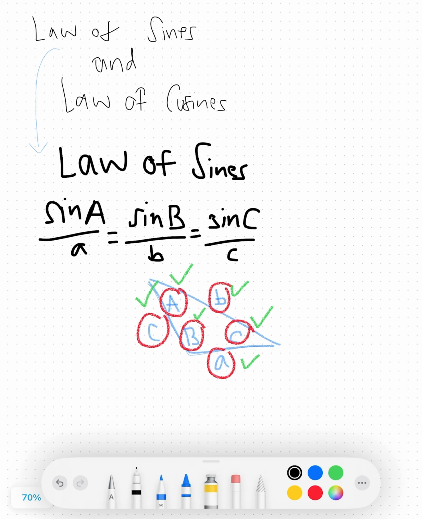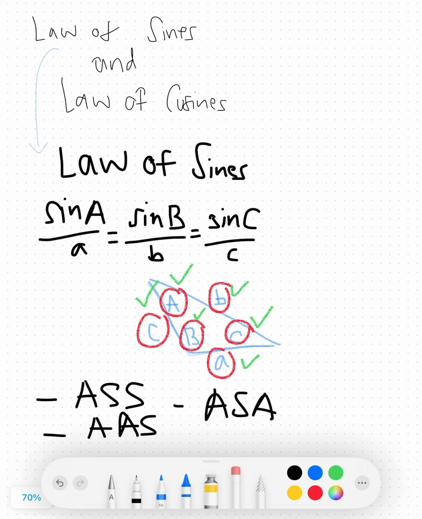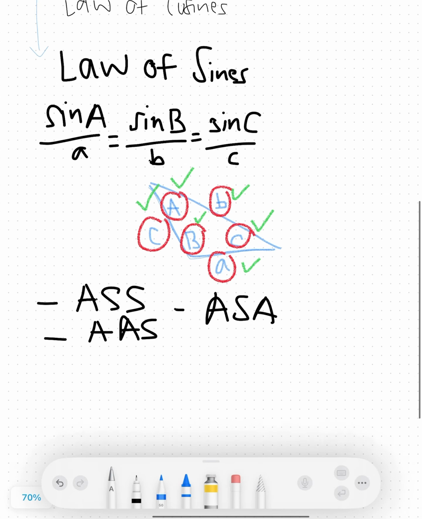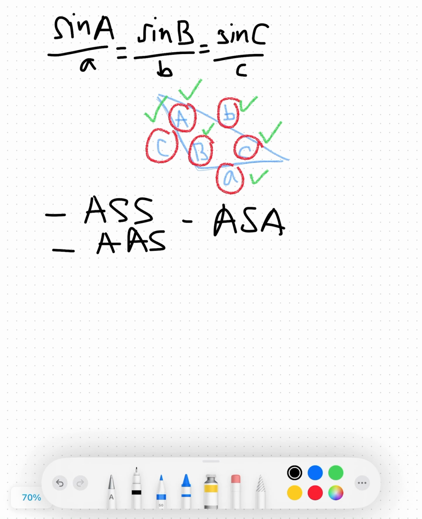This law is used for when the triangle presented is either a case of this or this, meaning that in the problem given to you, if the triangle follows this type of formatting, you would use the law of sines. And this should be clear from past lessons in geometry. But I'll put an example just in case.